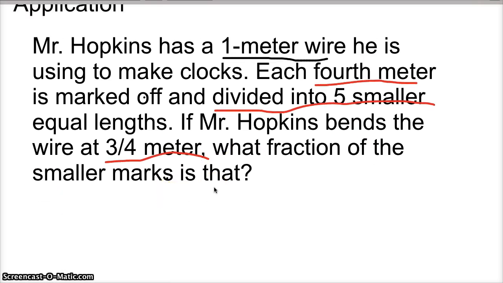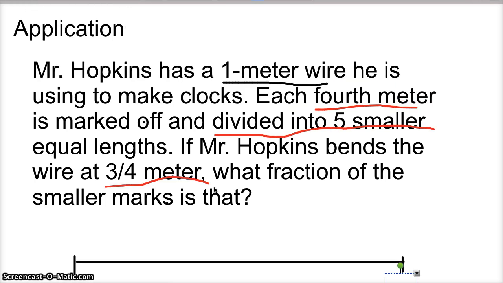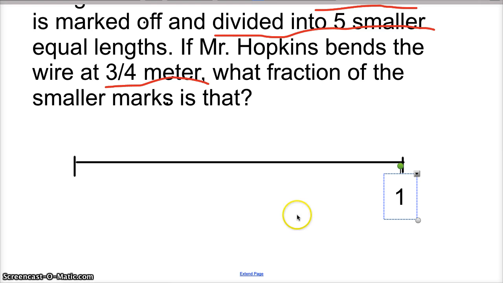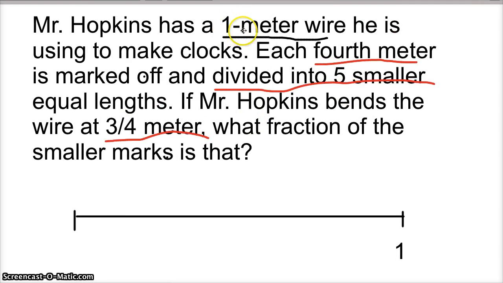I'm going to, first of all, draw a picture. If I can draw a picture, then you need to do that. Okay, so here's my picture. I drew a 1 meter wire because that's the first piece of information it gave me. So I just drew a line and I marked it, there's 1 meter. And now here it says each 4th meter. TH, remember, is pieces of a whole, like decimals with tenths and hundredths. That's pieces of a whole.